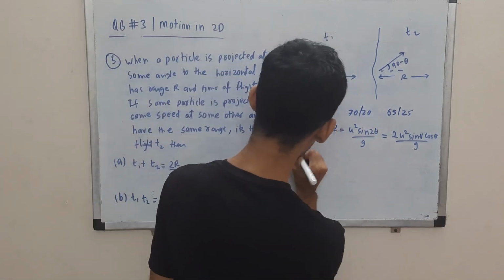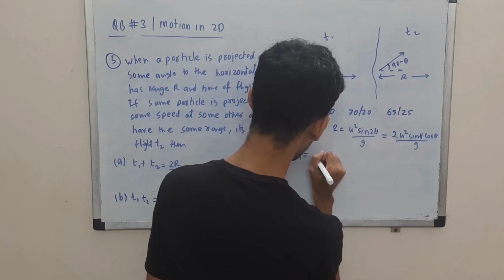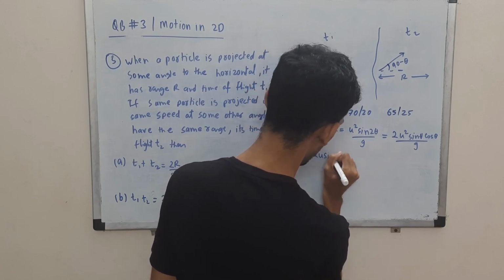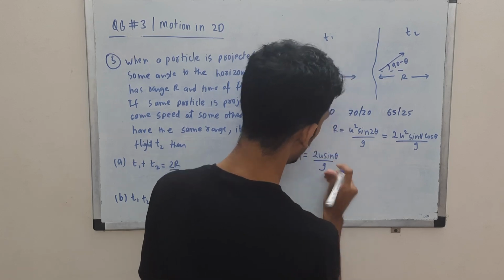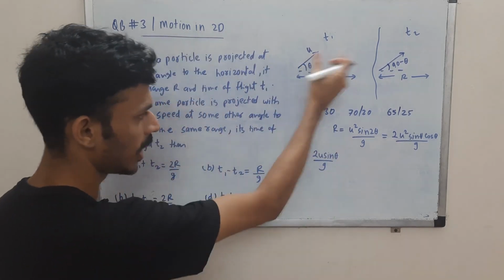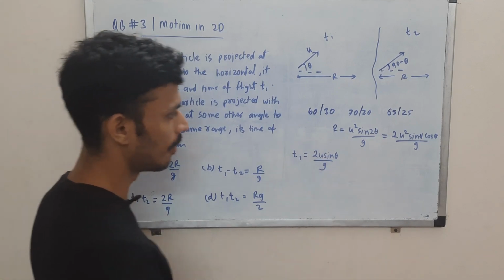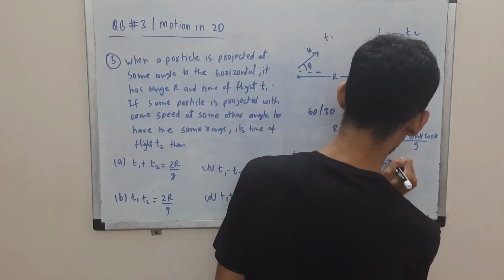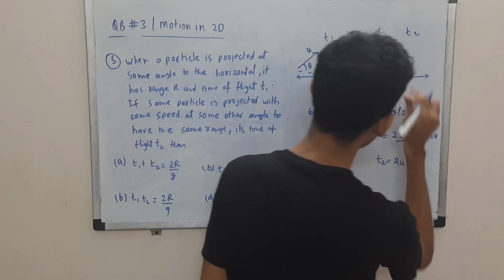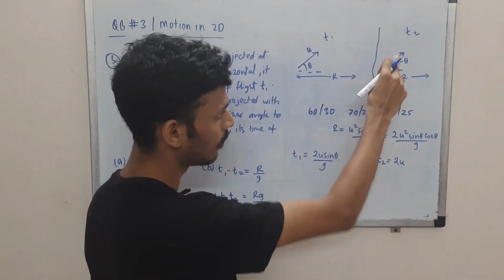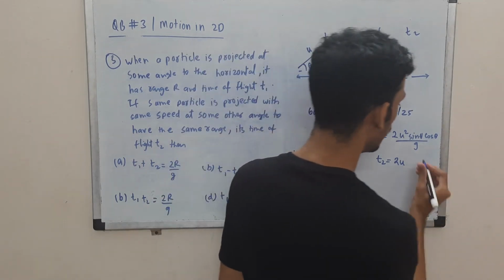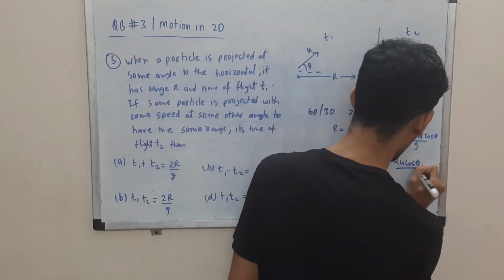Then what can we do? Then we can write for T1. T1 is 2u sine theta by g. Simple formula, right? Projectile motion at angle theta, 2u sine theta by g is the time of flight. And T2, what will that be? So 2u sine of 90 minus theta. Now the angle of projection is 90 minus theta. Sine of 90 minus theta is cos theta, okay, by g.